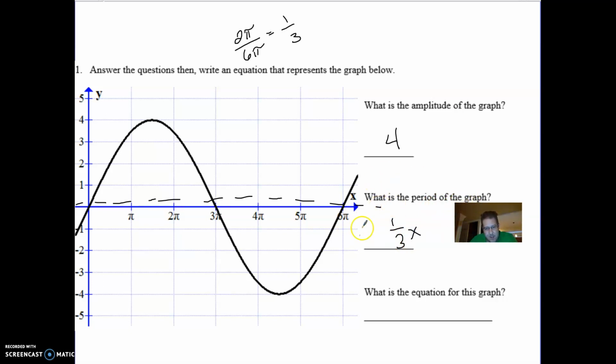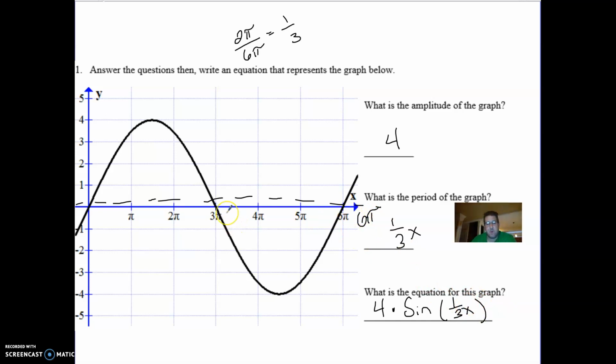So the period of this case is actually 6 pi. So I kind of missed the answer. I went straight forward to the next step. So what is the equation of this graph? So the equation is going to be amplitude multiplied by the sine of 1/3 x, and the reason why it's 1/3 x is because the period once again is 6 pi.